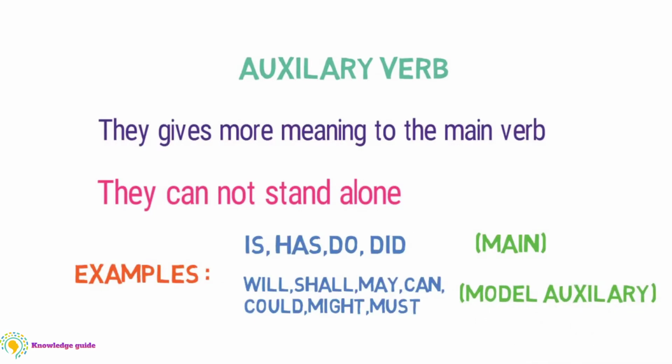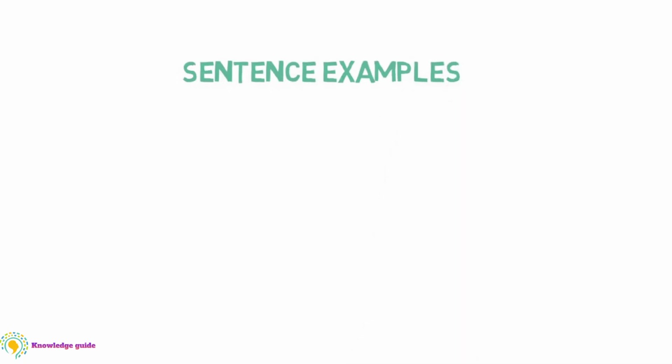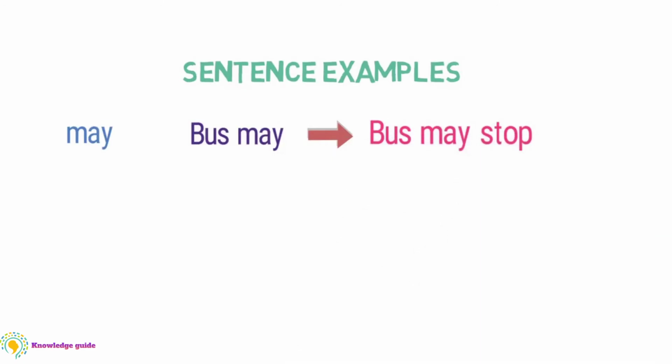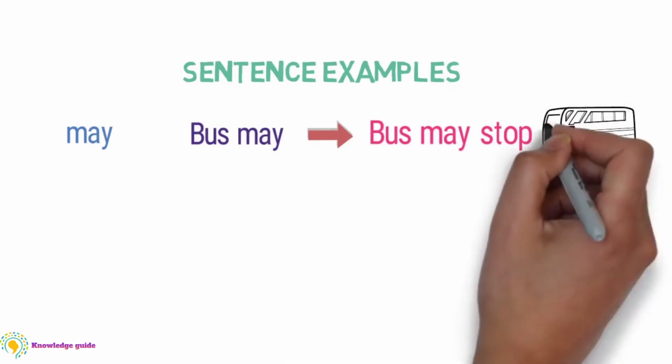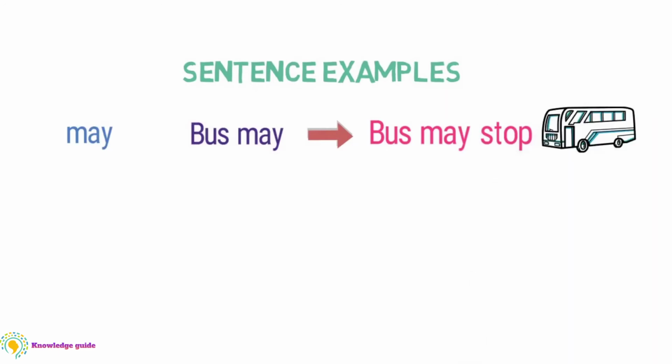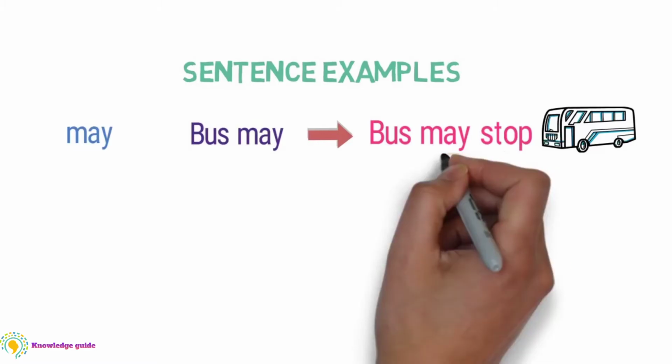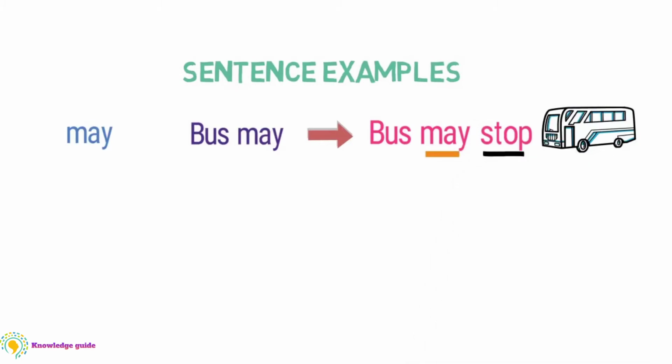Let me give you some sentence examples of auxiliary verbs. So here we will take the auxiliary verb may. Let us look at this sentence. Bus may. Bus may what? So there is a question, what will happen to the bus or what is happening to the bus? We don't understand the full meaning. Now if we look at the full sentence, bus may stop, then we can say that the bus may stop, but we are not sure whether it will stop or not. So the sentence gives full meaning, and thus may is the auxiliary verb and stop is the main verb here.